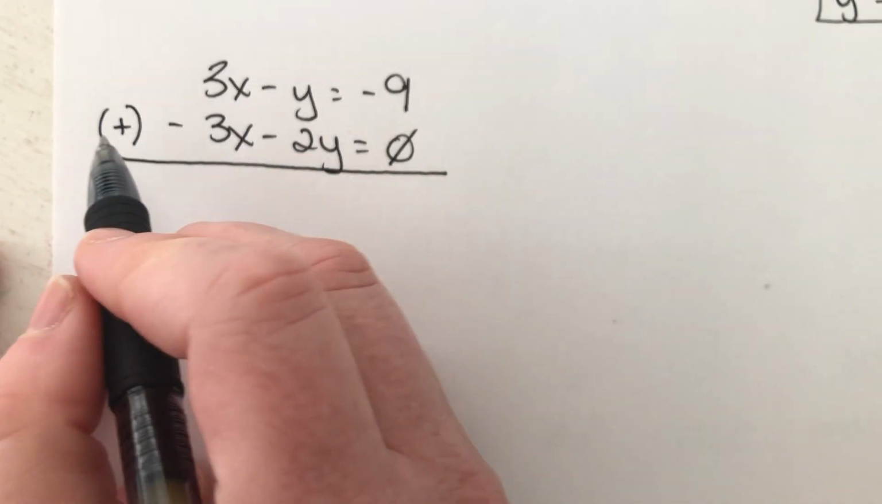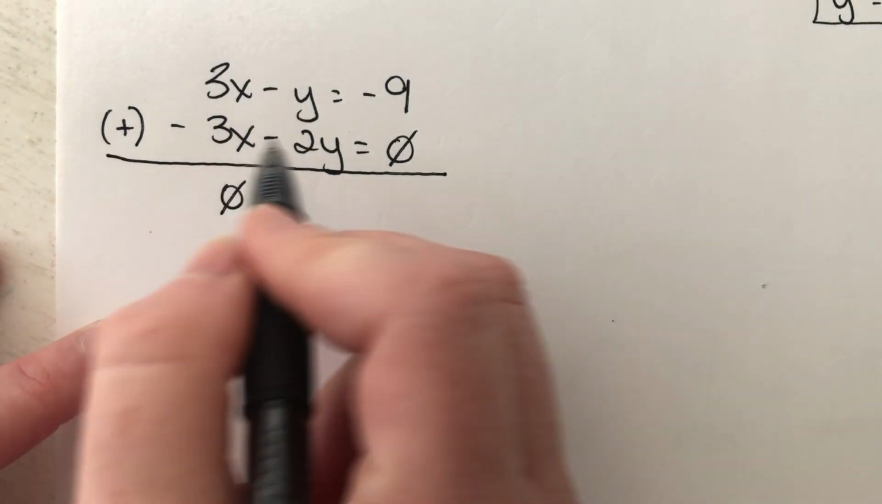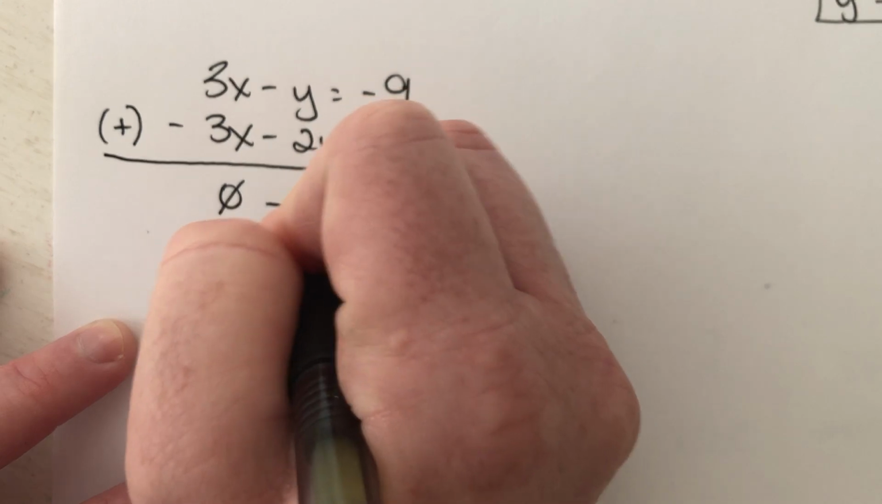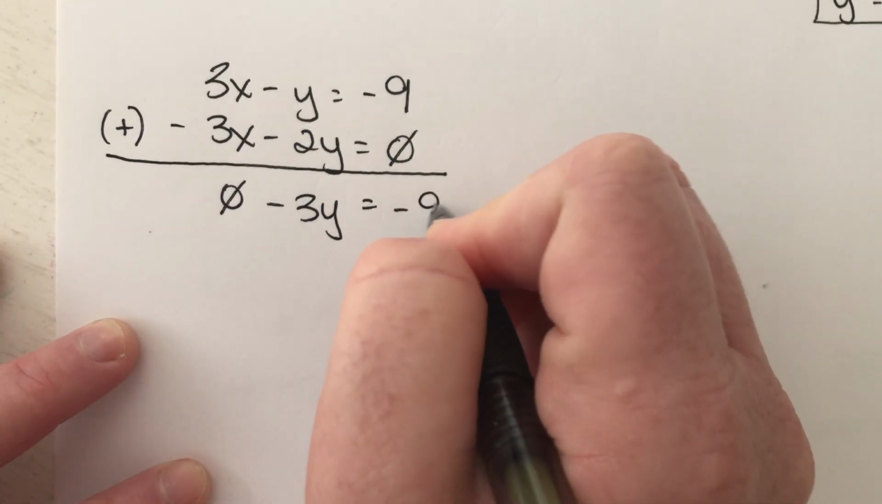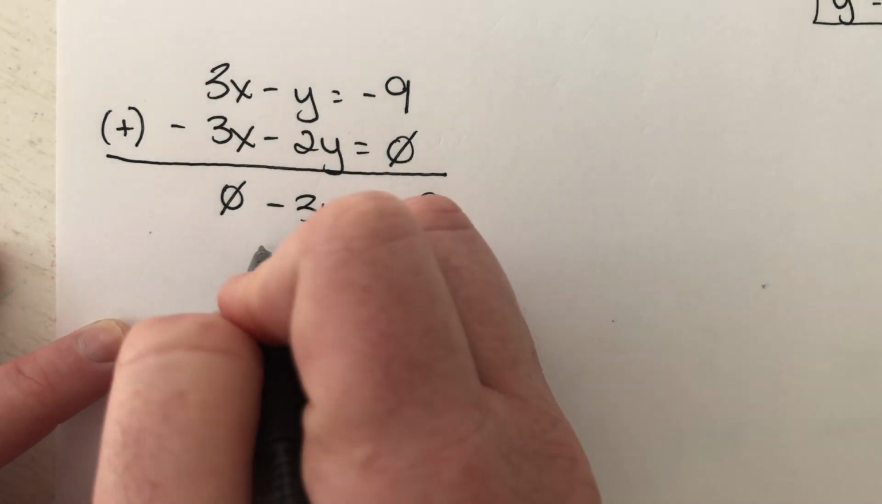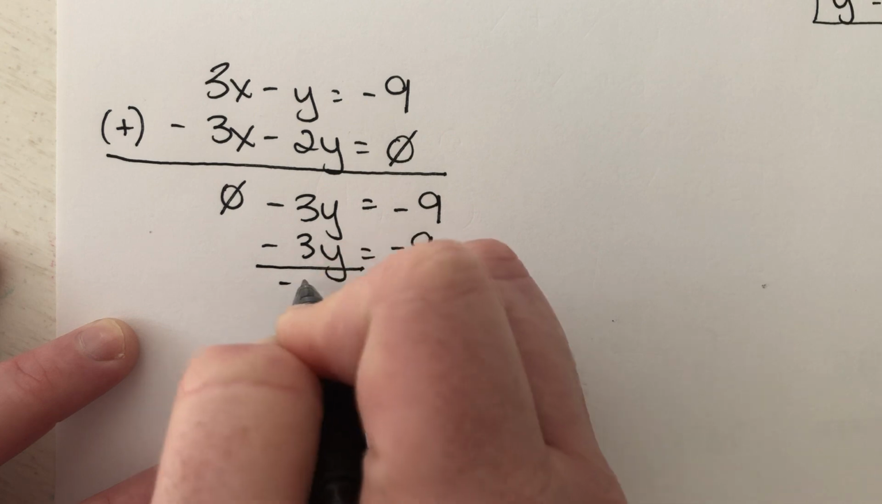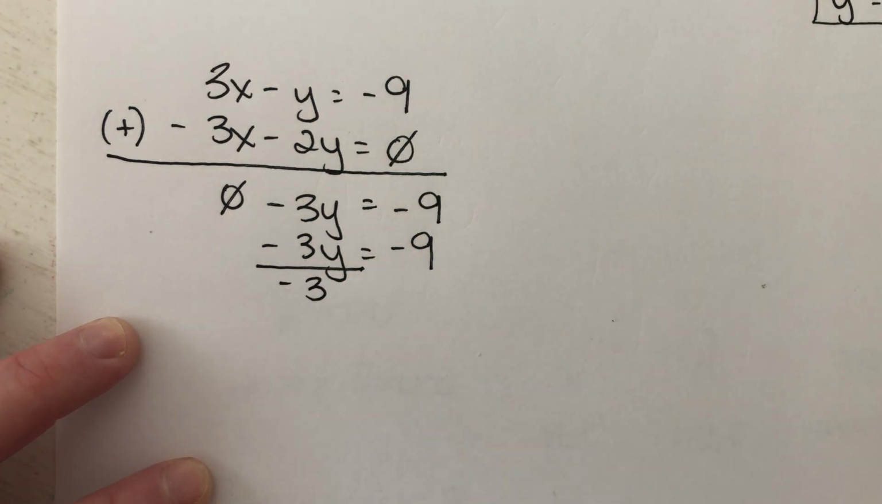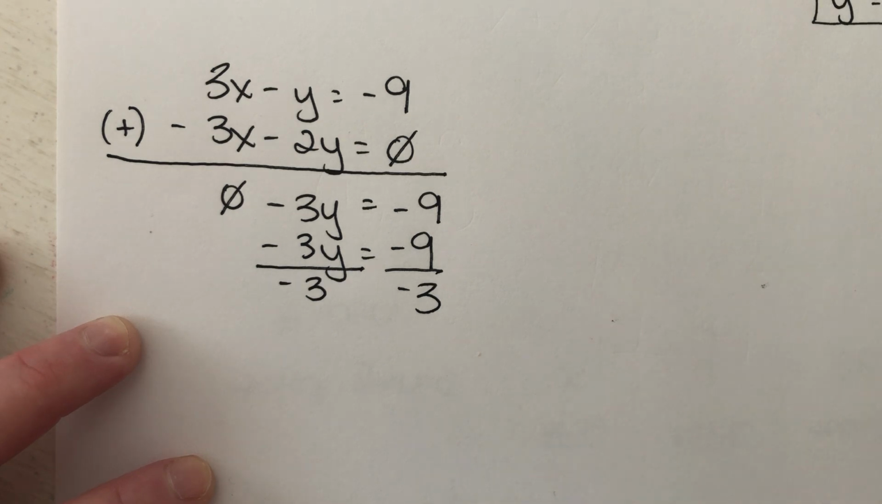Okay, so 3x plus negative 3x is 0. Negative y plus negative 2y is negative 3y. And negative 9 plus 0 is negative 9. So I have negative 3y equals negative 9, and I need to get rid of that negative 3, so I divide. Same thing here. Why did I divide and not add 3?